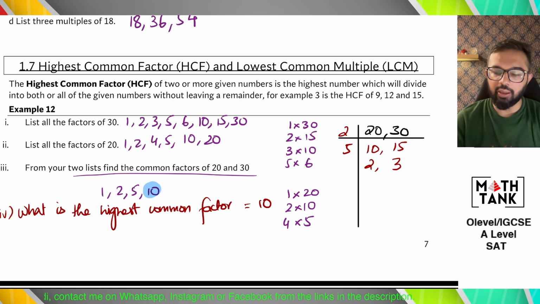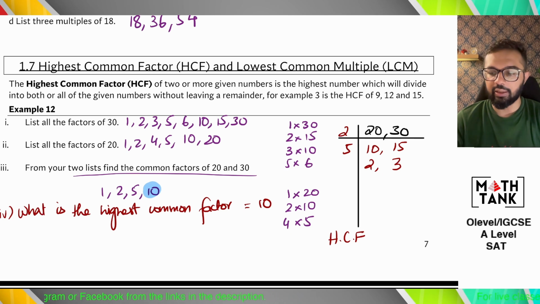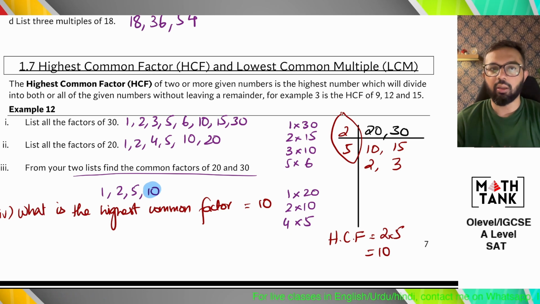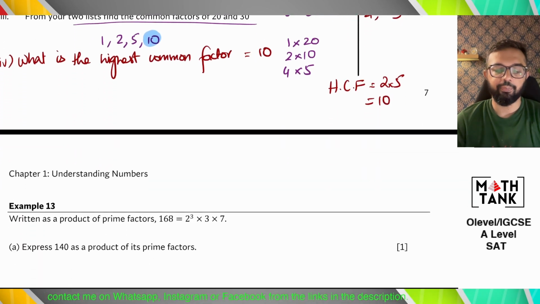Now, if you're calculating the HCF, that's where you stop. And you say that the HCF is these numbers multiplied together. So 2 into 5, that gives you 10. I'm not doing the LCM right now. I'm using the process of prime factorization to solve for the highest common factor. Okay, and that's what you need to understand.